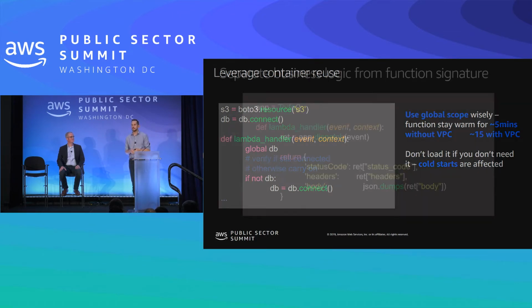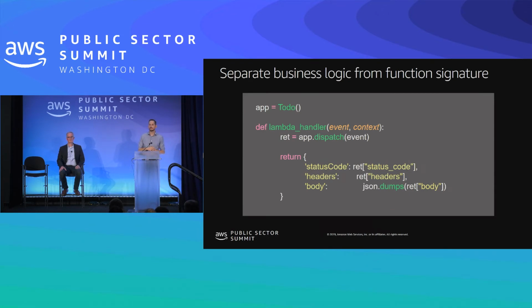And then just to see an example of separating the business logic from the function signature, you have the application logic, the business logic external, and then you want to have the handler separate from that business logic. This is a really good way to keep the emphasis on your business logic and focus on getting to that as quickly as possible.